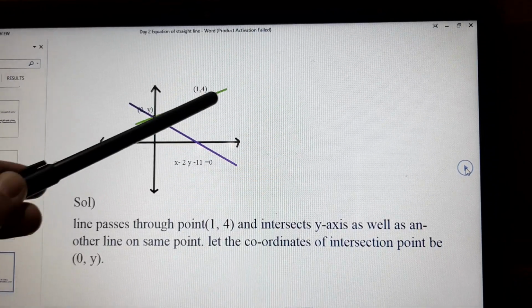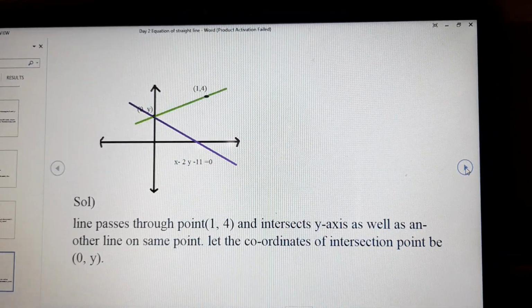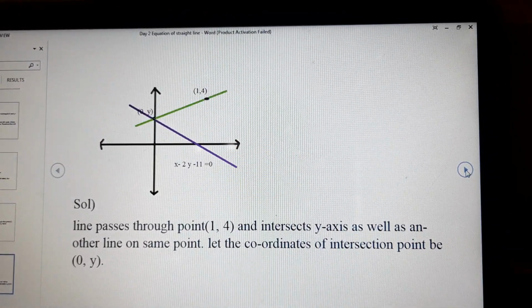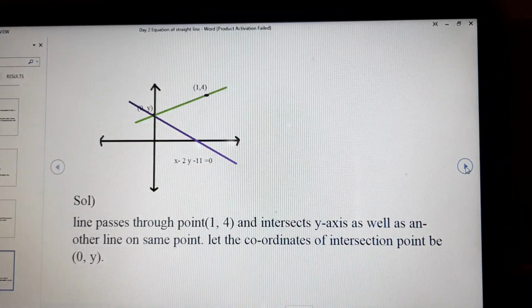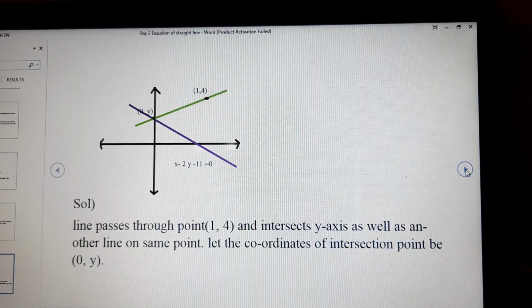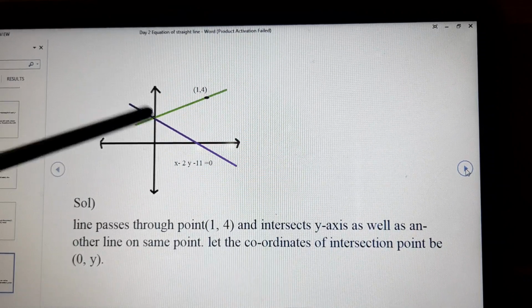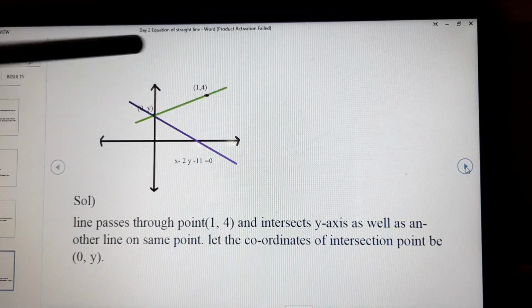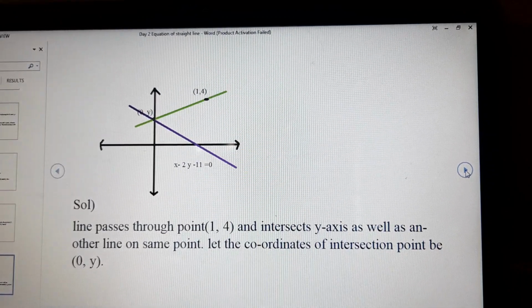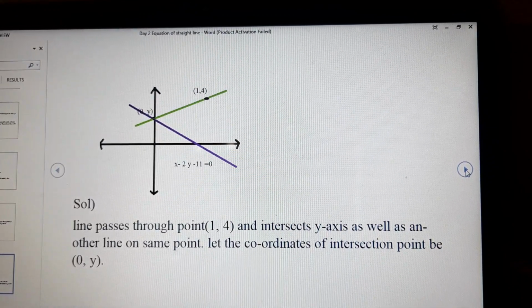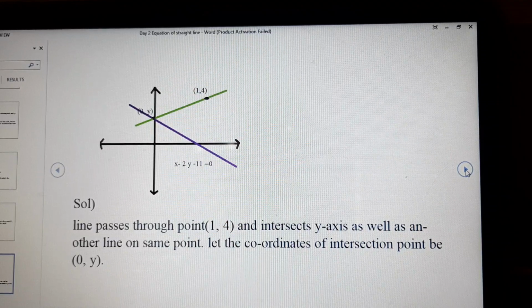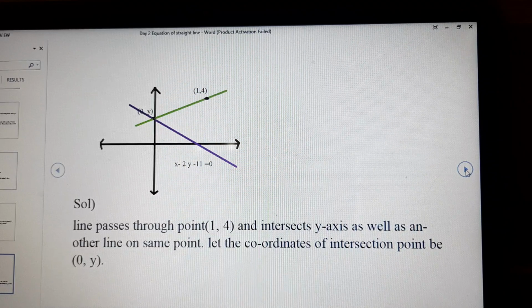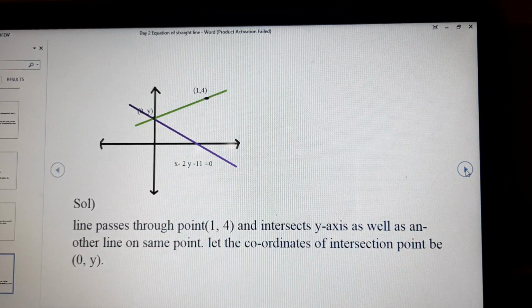This green line passes through point 1 comma 4 and this green line intersects the purple line as well as the y-axis at the same point. Okay, and this is the intersection point. What will be the coordinate of this intersection point? Because this intersection point lies on the y-axis, its abscissa will be 0, means 0 comma y. Y can attain any value, any value of y is possible, but it will be 0 comma y.